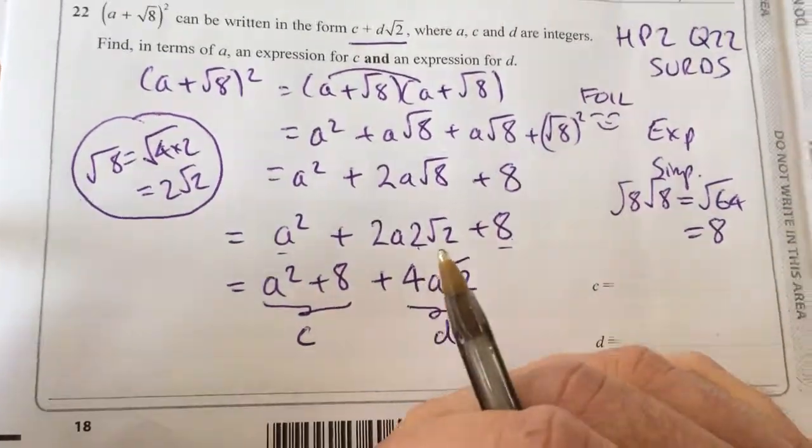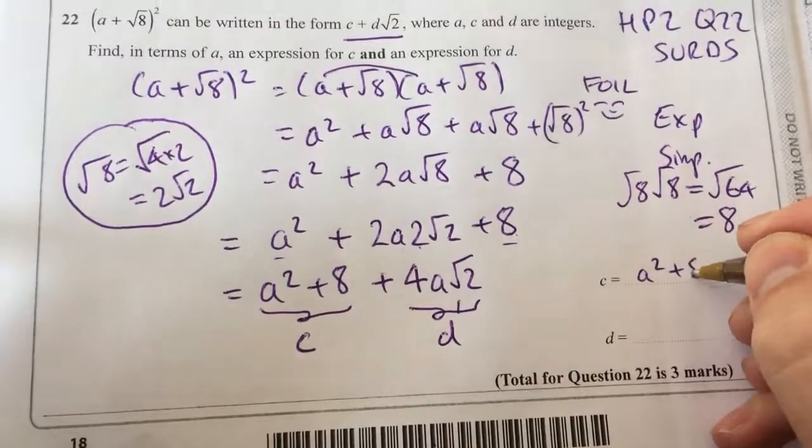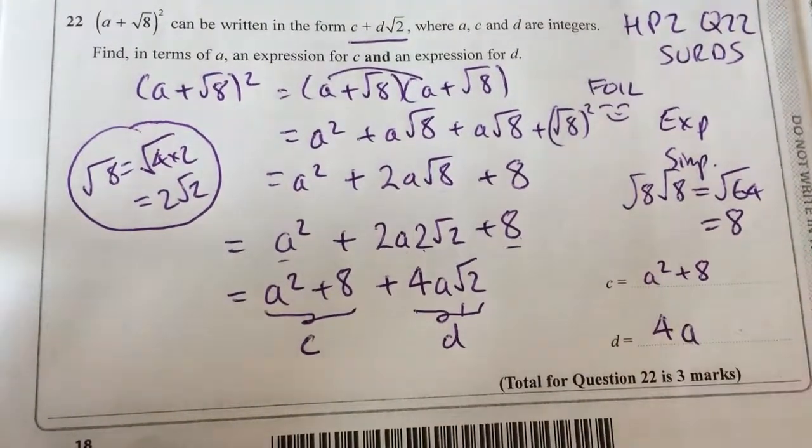So in terms of a, to answer the question, c is a squared plus 8. In terms of a, d is 4a.